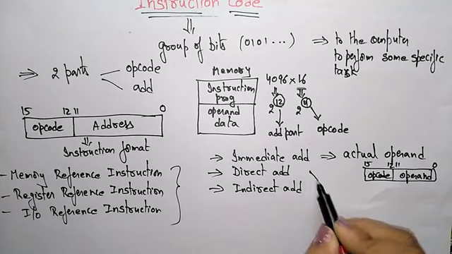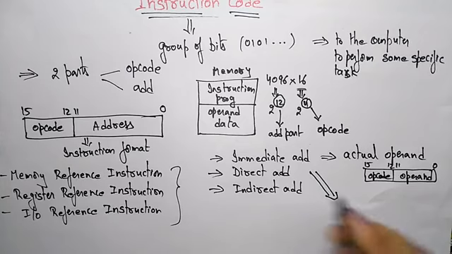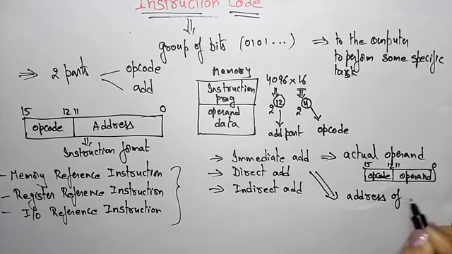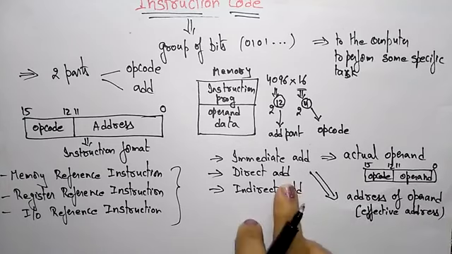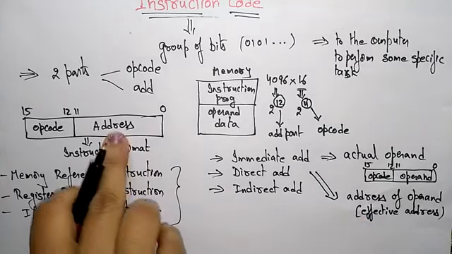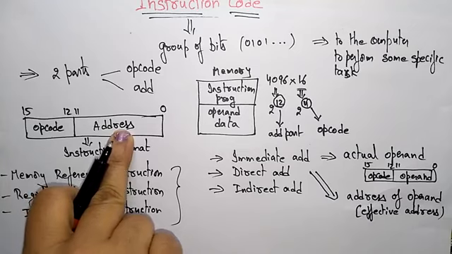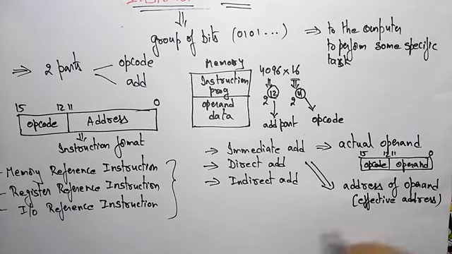Now coming to the direct address. What does the direct address specify? The direct address specifies the address of the operand. We call it the effective address. So the direct address holds the address of the operand. Here in bits 0 to 11, if the address of the operand is present, then we call it a direct address.